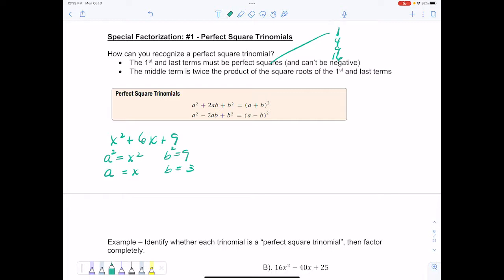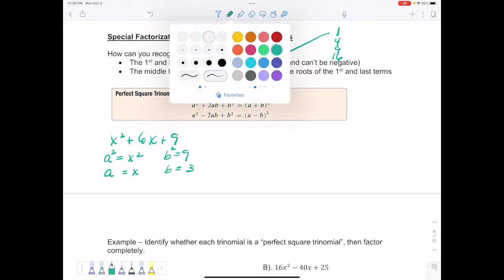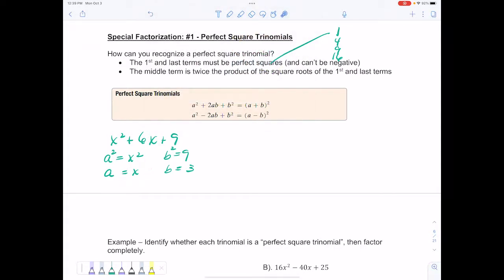So, okay, how do I know this is a perfect square trinomial? I have to have two perfect squares, which I do. x squared and 9 is a perfect square. And then we said the middle term. How do I get the middle term? It's twice the product of the square roots of the first and last terms. So you're going to take the square roots that you just took, x and 3, and multiply them by 2. So twice the product, product means multiply, of the square roots of those terms. So 2 times 3x gives me 6x, which is what I have as my middle term.